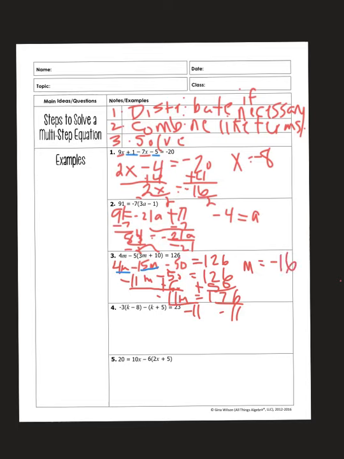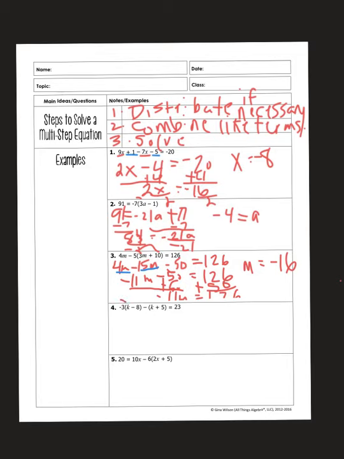All right, number 4. Let me just erase some of this. Ooh, we got multiple distributions here, and be very careful on this center distribution. That is a negative number, like a -1, so we need to distribute that to both terms in the second parentheses. Don't forget. Okay, here we go.